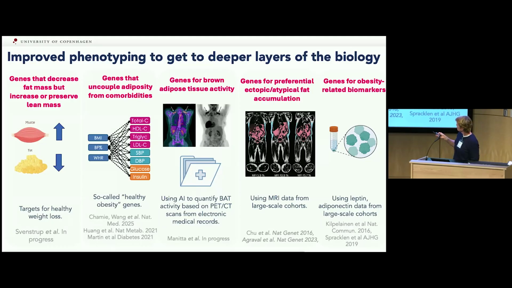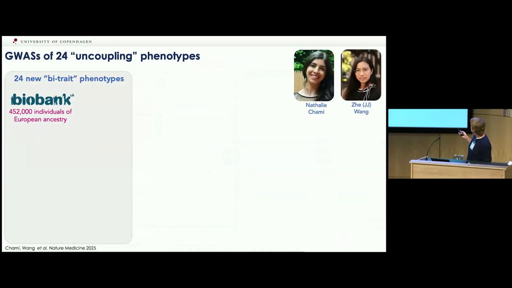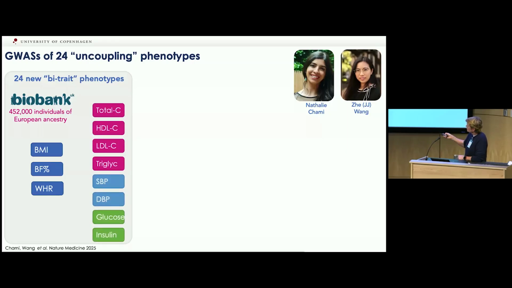So today I want to focus on this story, and actually it just got published last week in Nature Medicine, and is led by Nathalie Chamy, who's here as well today, and by J.J. Wang. So what we did is we did not do a case control analysis of healthy obese individuals versus unhealthy obese individuals, because there's a lot of discussion about that. But we looked at these phenotypes, body mass index, body fat percentage, and waist-hip ratio on one hand, and these cardiometabolic risk factors on the other hand. So lipids, blood pressure, and glucose and insulin.